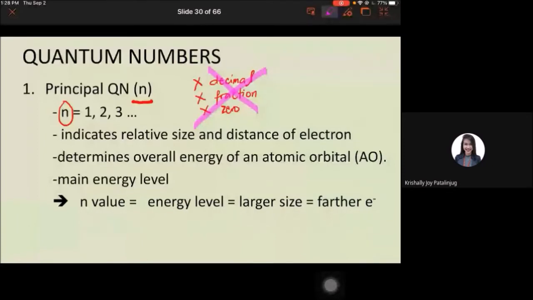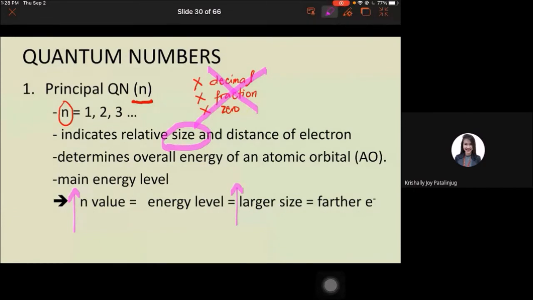Now, what is the importance of this principal quantum number? Ano yung importance niya in describing the atomic orbital? Take note, key term natin, para hindi makalimutan: principal quantum number, this is relative to the size of the atom. I repeat, it indicates the size of the atom. Kapag mataas or greater ang n value ng isang atom, ibig sabihin, directly proportional, larger din yung size ng atom.